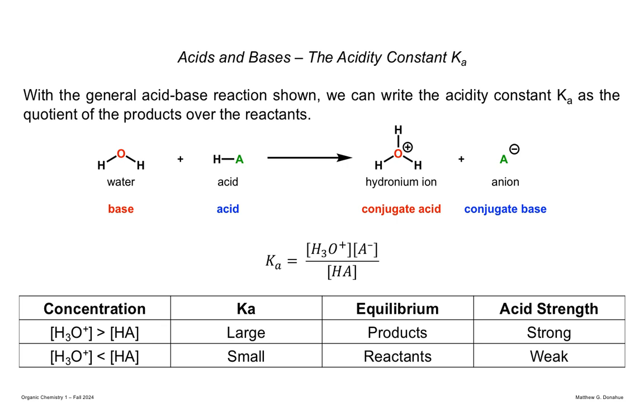So in terms of the scenarios we just looked at, we plug these numbers in to determine if hydronium is greater than acid. We said that was a large number. Hydronium is less, that gives us a small number. And then how does that translate chemically into the equation?